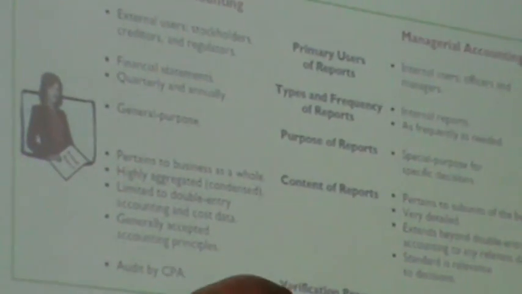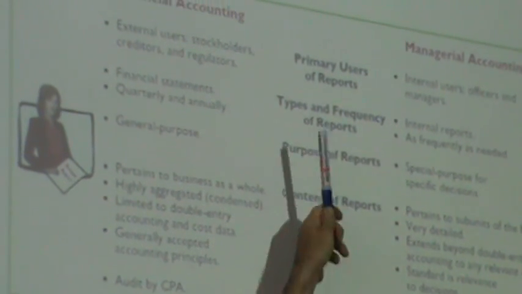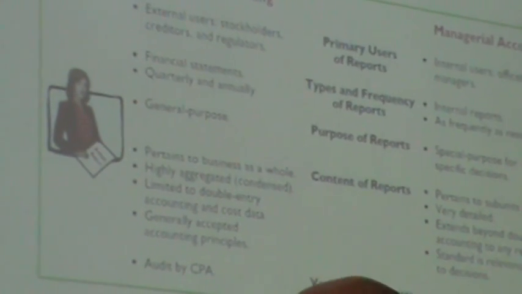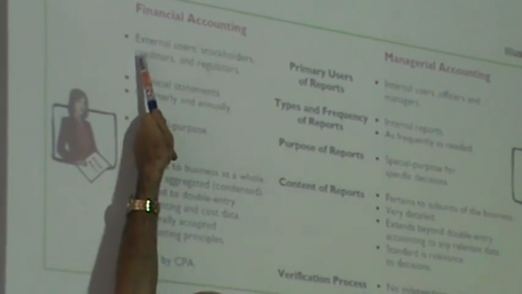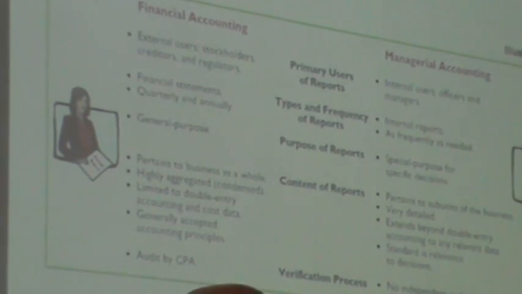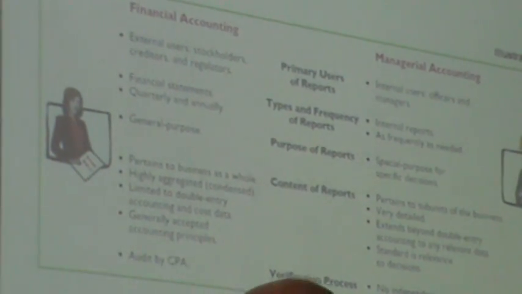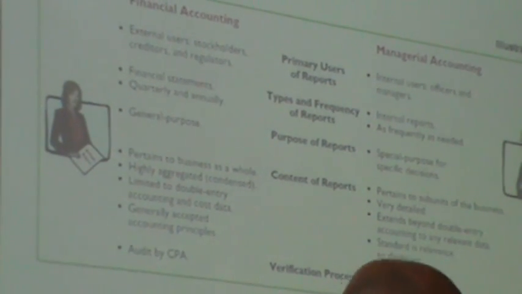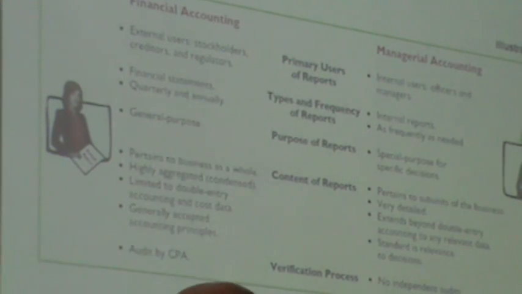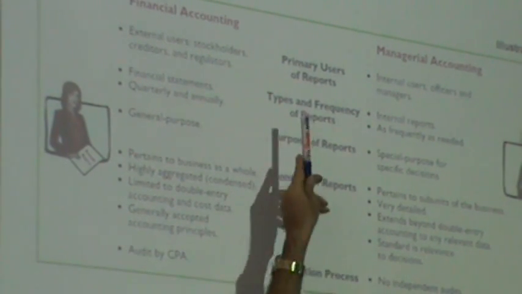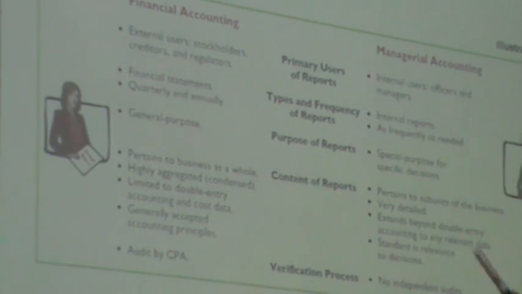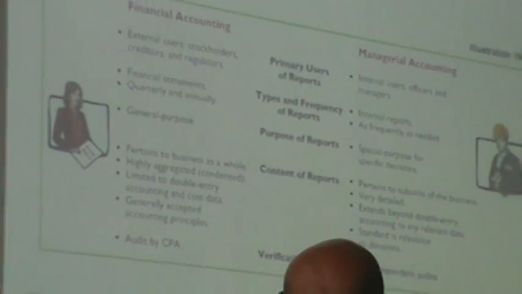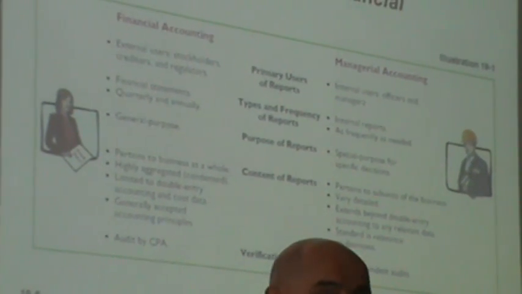And the first comparison is by type of users. Who are the main users? Already covered in the introduction. The main users for financial accounting are external users. Already covered. Stockholders, we call these investors, creditors, regulators, government. Here in managerial accounting, it's mostly company officers and managers. So these are mostly internal users.